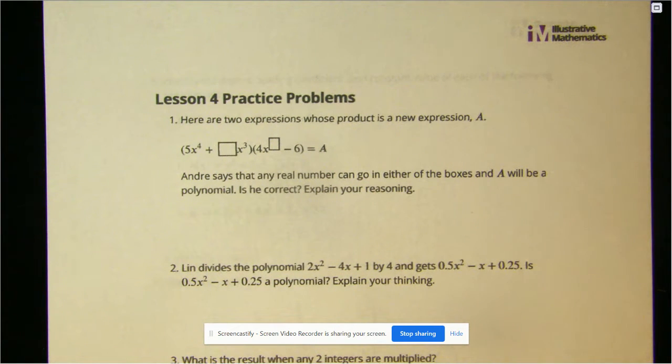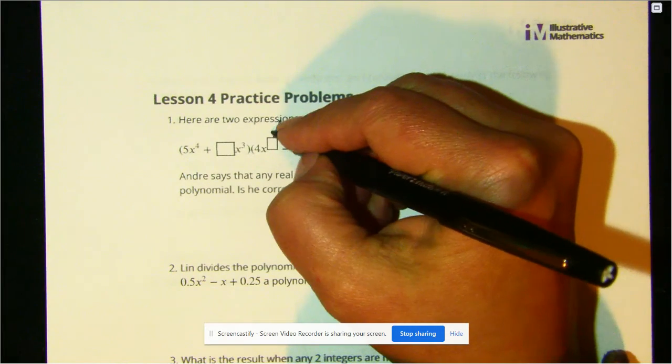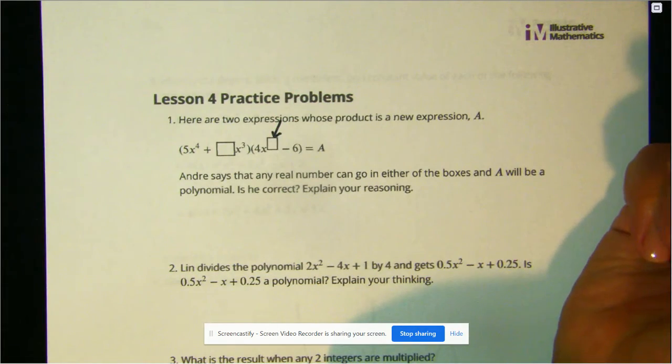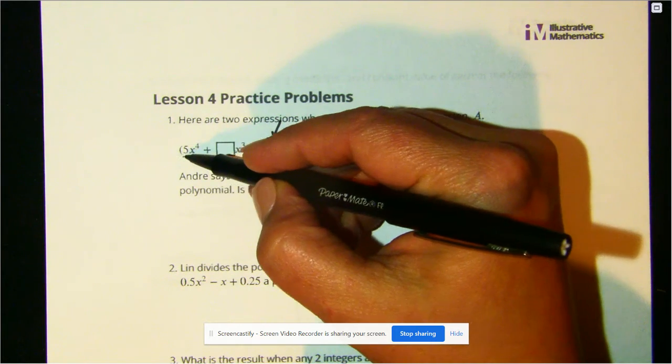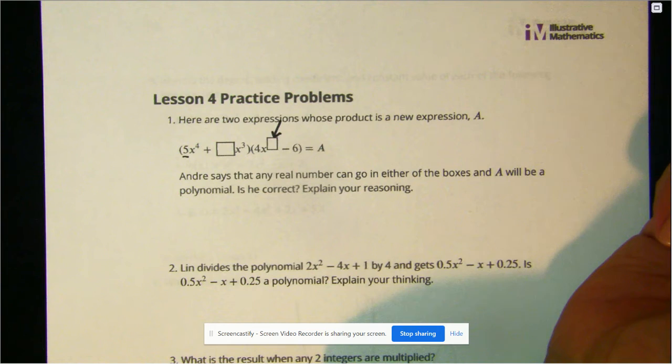Number 1, here are two expressions whose product is a new expression A. Andre says that any real number can go into either of the boxes and A will be a polynomial. Is he correct? In order to be a polynomial, you have to have non-negative exponents. So the first box can be anything you want. The numbers in front of the variables can be positive, negative, whole numbers, fractions.